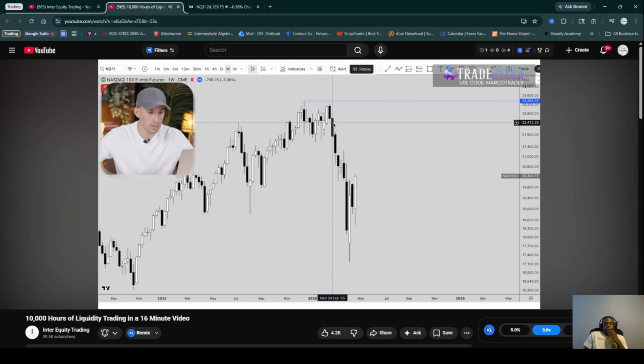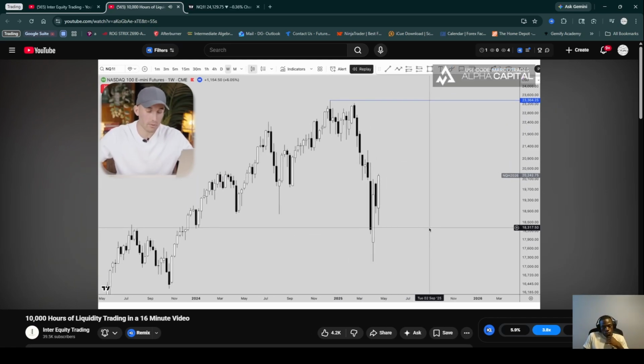So check this out. For 1, 2, 3, 4, 5, 6, 7 weeks, we had a rapid sell-off to the downside. Think about the mentality, the mindset of the retail trader seeing this kind of move to the downside.